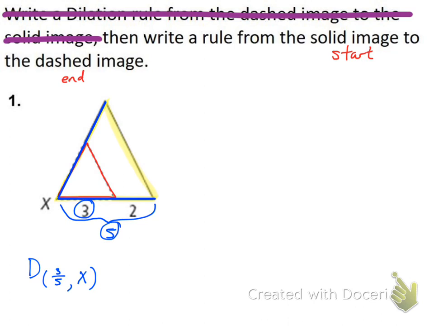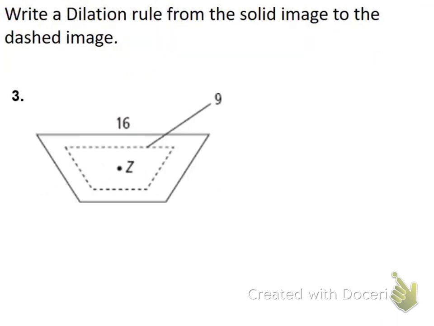Same thing with the next one that you have on the bottom right-hand side. I want to write a dilation rule from the solid to the dashed image. So the solid image is what I start with, and then the dashed image is what I end with. And so, again, you should be able to see this. I'm starting with this trapezoid right there, and I'm ending with this trapezoid right here.